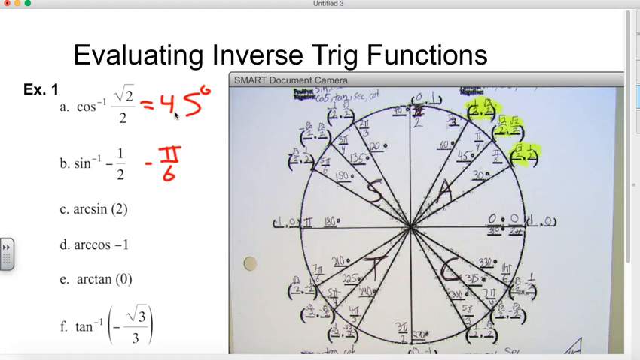Make sense? If you want it as a degree, it would be negative 30 degrees. Either one's fine. Negative 30, because you're down 30 degrees. Using the two right sides.